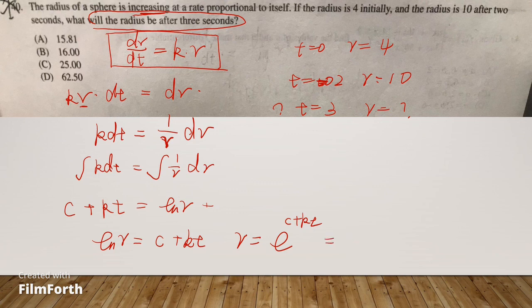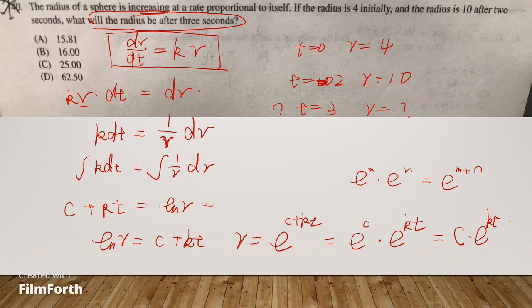Equals, we do it again. Here we use another exponential identity. e to the m times e to the n equals e to the m plus n. So this we can separate as e to the c times e to the kt. So we set another constant, capital C, times e to the kt.